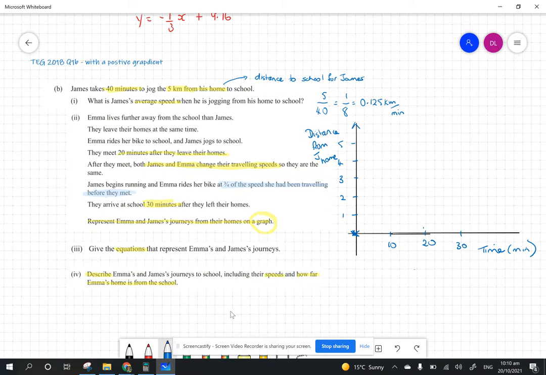This time, we're going to do the tables, equations, and graph 2018 paper question 1b, and we're going to do it this time with a positive gradient.